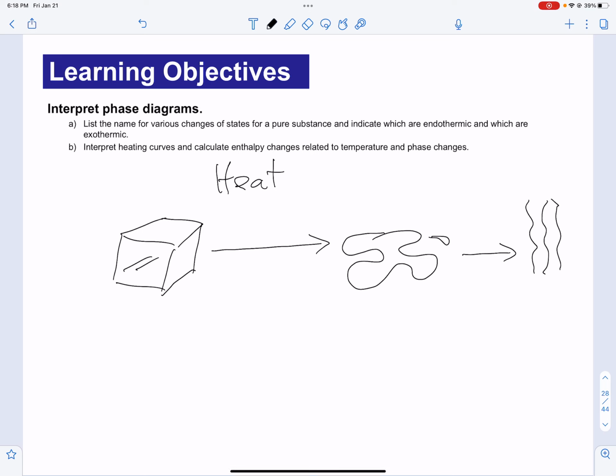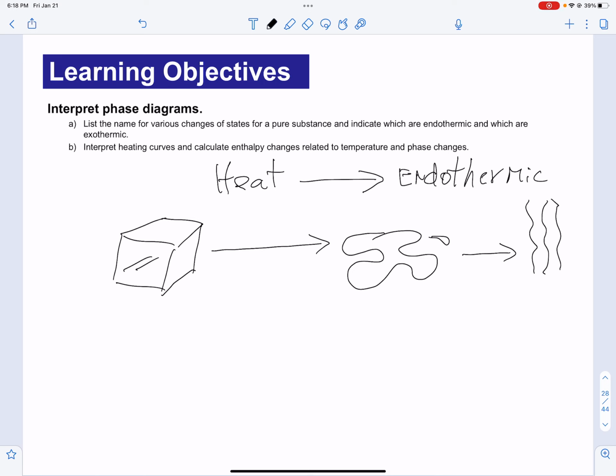So as you can see, we are applying heat. So heat is being absorbed. So going this way, we're going to say that this is an endothermic process. It consumes energy.